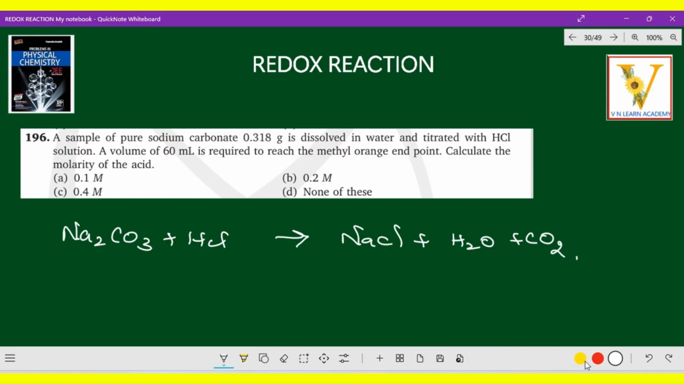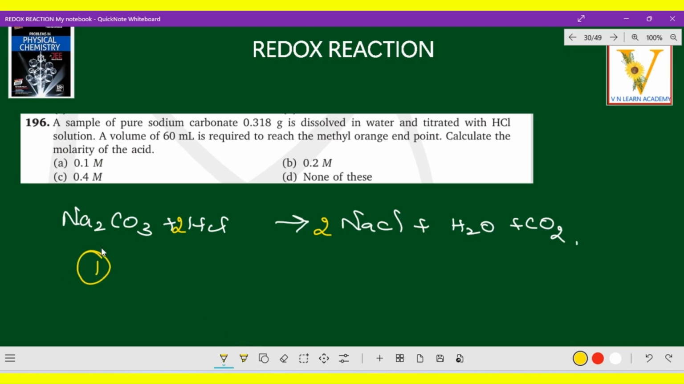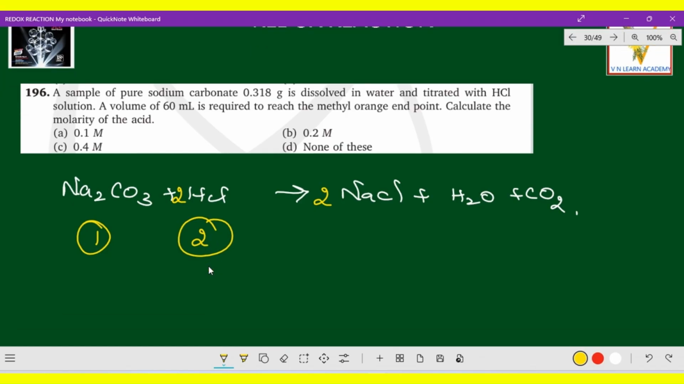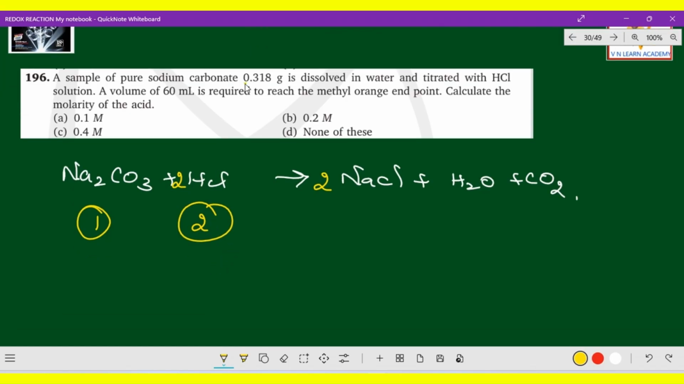So when we balance this equation, here Na2CO3, here NaCl, so here 2. That means here also you will get 2, then 2 H2O and CO2. Right, here one oxygen has come. Okay, now it's balanced. So 1 mole of sodium carbonate requires 2 moles of HCl, right? So now the number of moles we have to identify. Given mass of the sample sodium carbonate is 0.318 gram. Now let us find out the number of moles of Na2CO3.